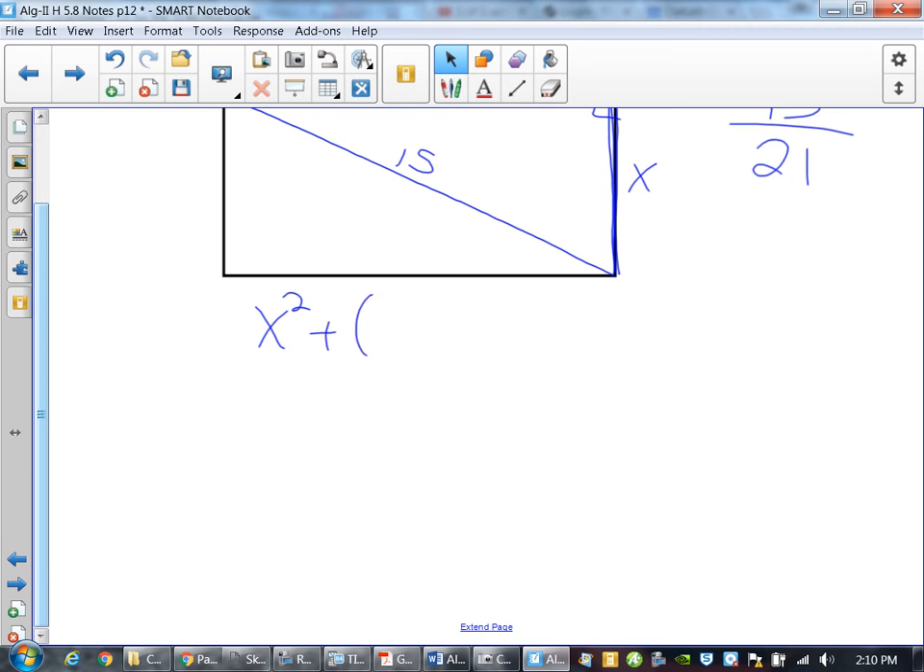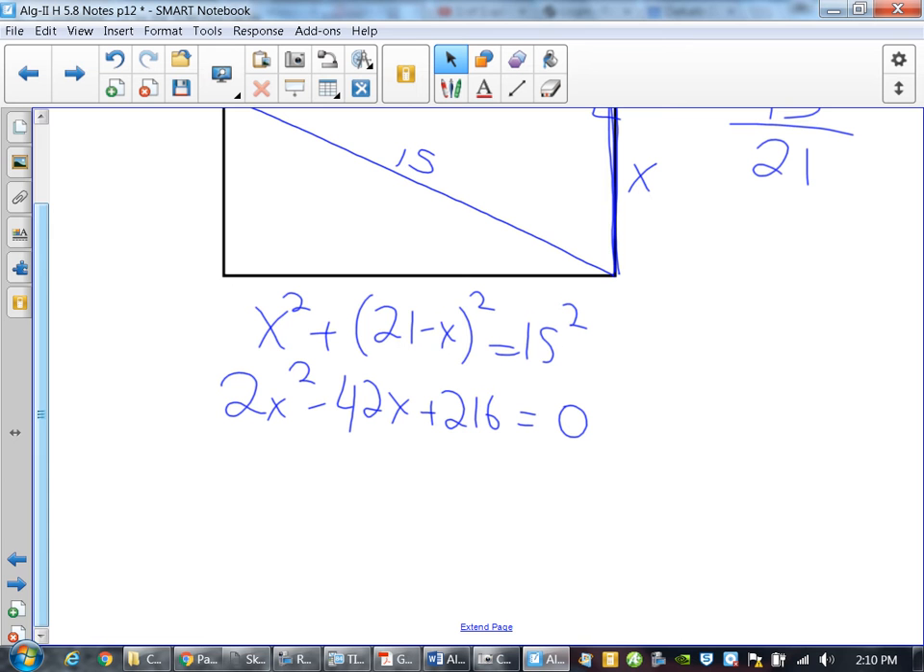x squared plus the quantity 21 minus x, squared, equals 15 squared. And that FOILs out to a really funny number. Not funny ha-ha, but funny ugly. When you FOIL everything out and move stuff around, you're going to get 2x squared minus 42x plus 216 equals 0. That's after you FOIL everything out and combine like terms. Do those triangles have to be 30, 60, 90? They don't necessarily have to be. You cannot assume that they are.